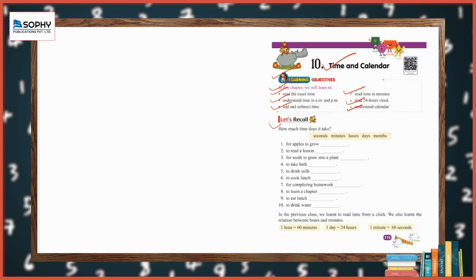Now let's recall how much time it takes for apples to grow. Very good, students, that is months. That's how you have to complete it. Now in the previous classes, we learned to read time from a clock. We also learned the relation between hours and minutes, that is 1 hour is equal to 60 minutes, 1 day is equal to 24 hours, and 1 minute is equal to 60 seconds.